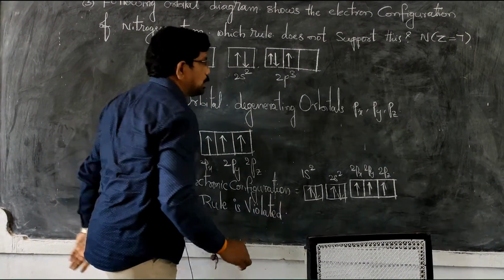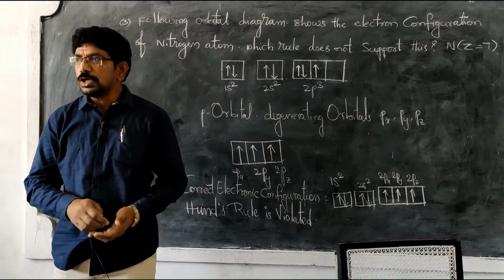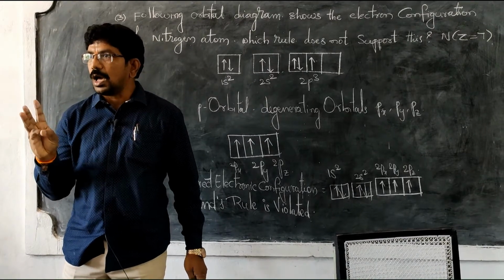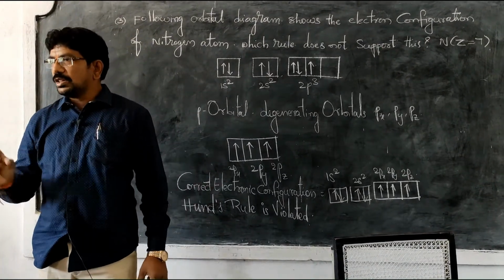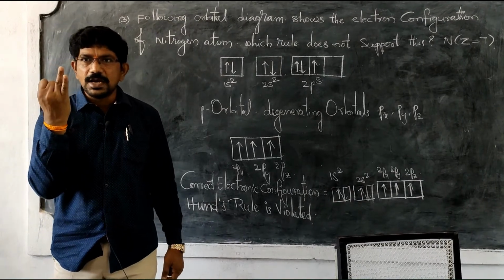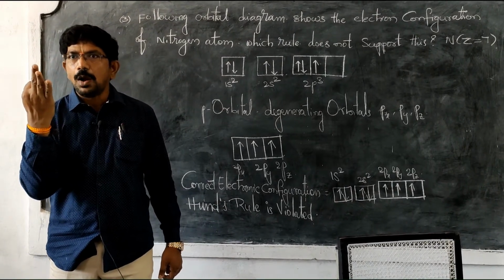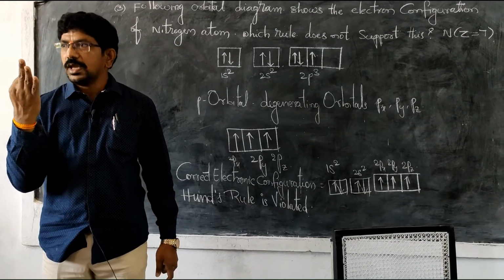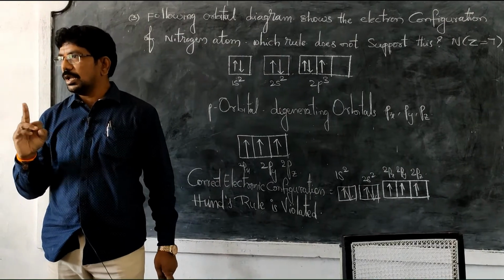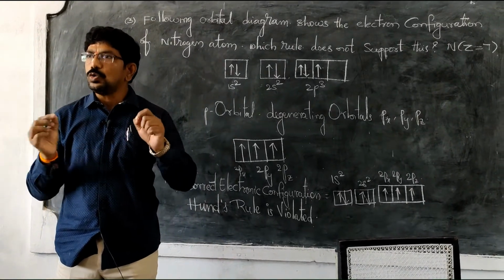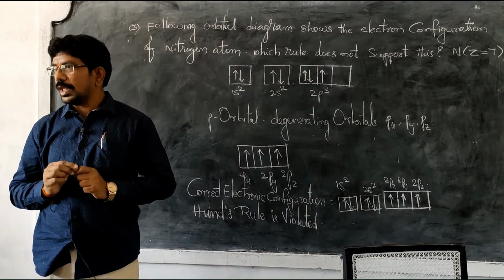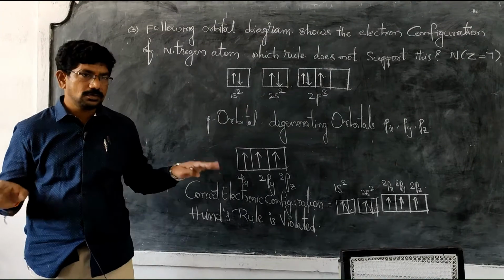This is the way to answer this question. Only 3 rules are there. Filling of electrons into various atomic orbitals is based on 3 rules. The first one is the Aufbau principle. The second one is Hund's rule. The third one is Pauli's exclusion principle. In annual examination, every year you will get 1 or 2 questions. Are you clear? Try to understand how to write the answers from the examination point of view. Okay, write down now.